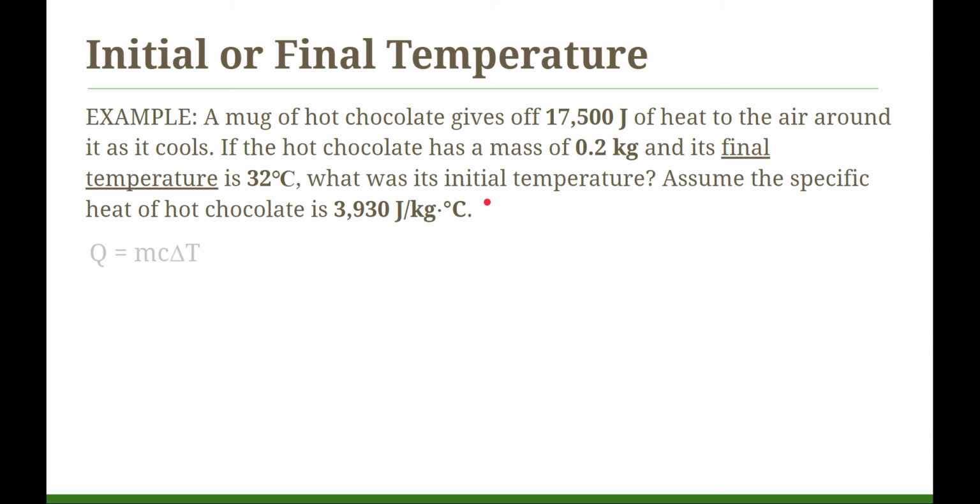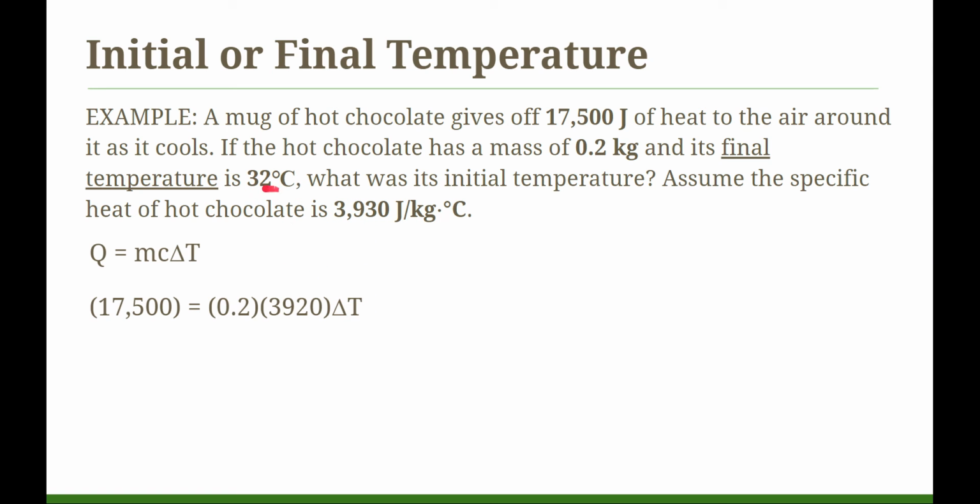So if we start to solve this one, same equation, but this time we need to be careful. It says its final temperature is 32 degrees Celsius. It does not say its change in temperature is 32 degrees Celsius. So in that equation, we don't know change in temperature. We do know heat, that's 17,500 joules here. We do know mass, that's the 0.2 kilograms. We do know the specific heat, but we don't know change in temperature.